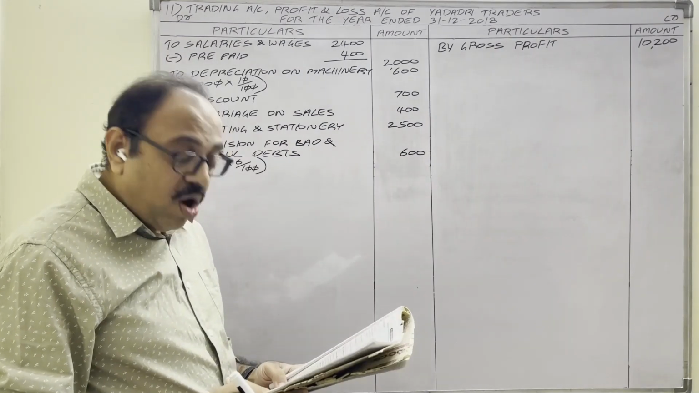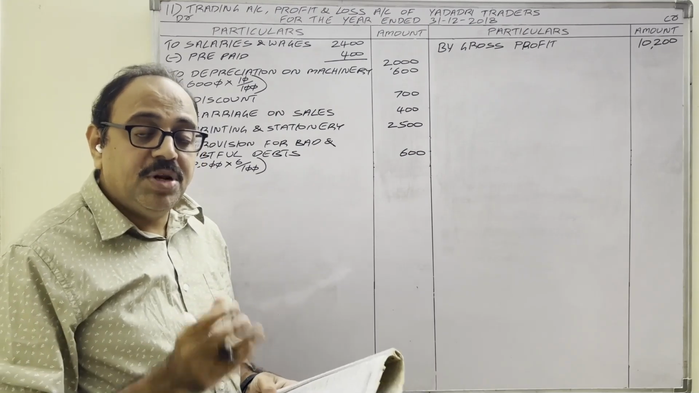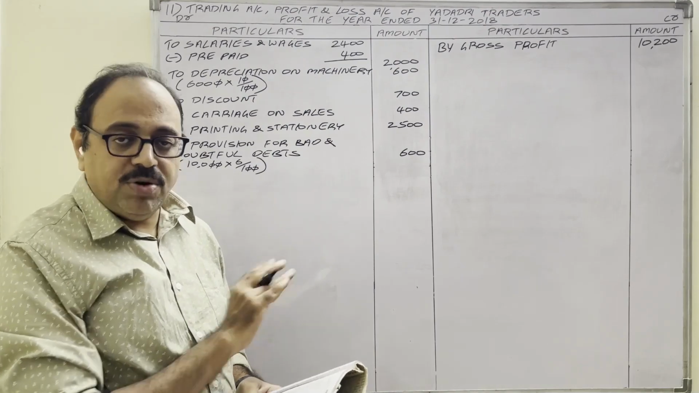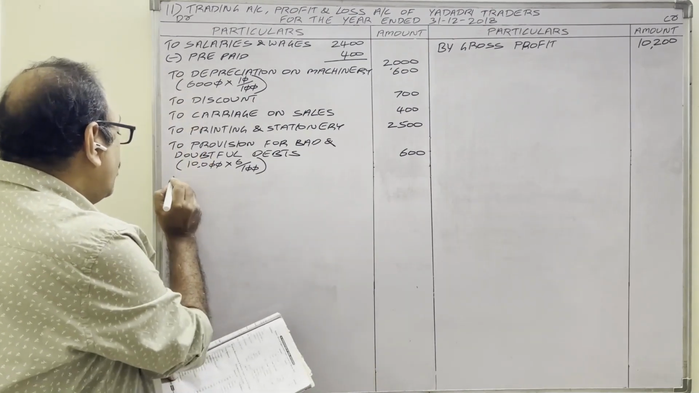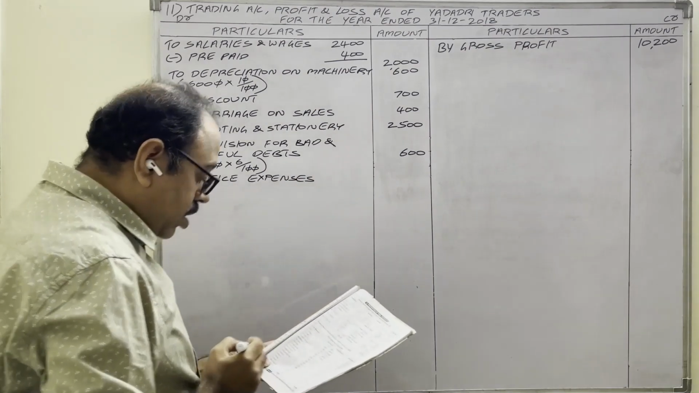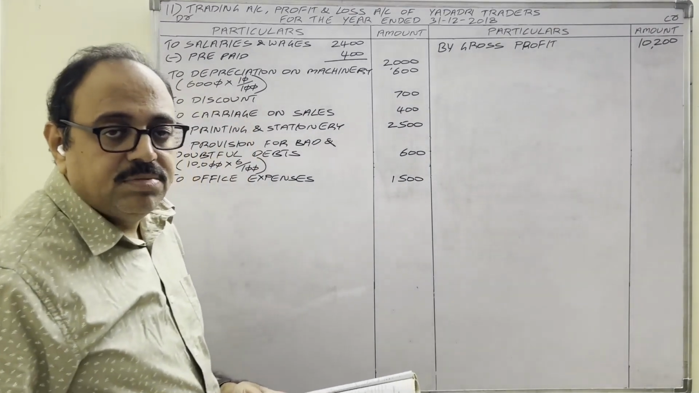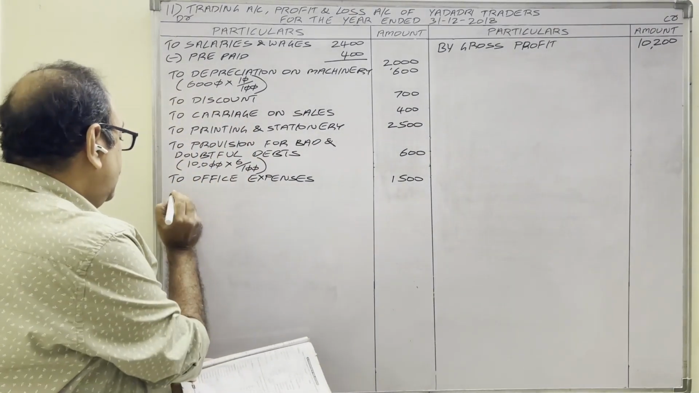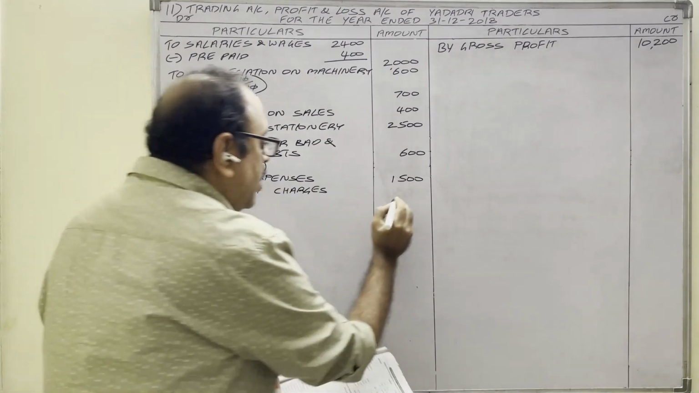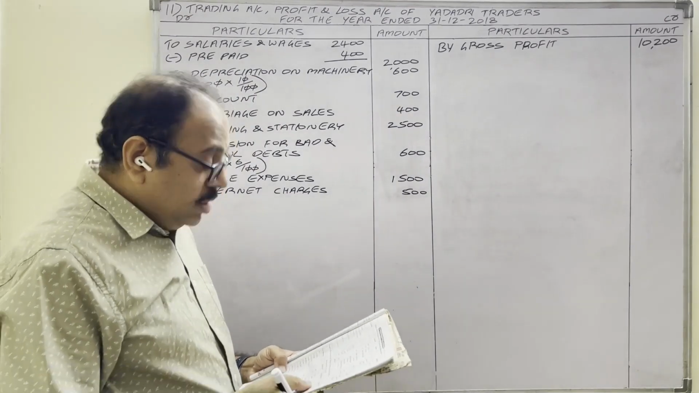Drawings, furniture, office expenses. Office-related expenditure is administration expenditure, indirect expenditure, profit and loss account debit side. To office expenses, no adjustment, therefore the amount in the outer column, 1,500 rupees. Internet charges, administration expenditure, debit side. To internet charges, 500 rupees. Debit side completed. Come to the credit side.